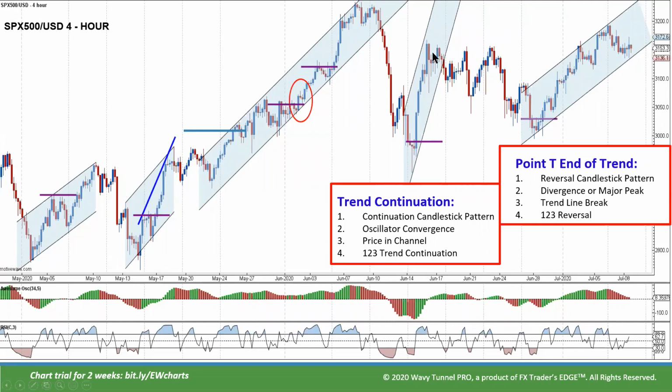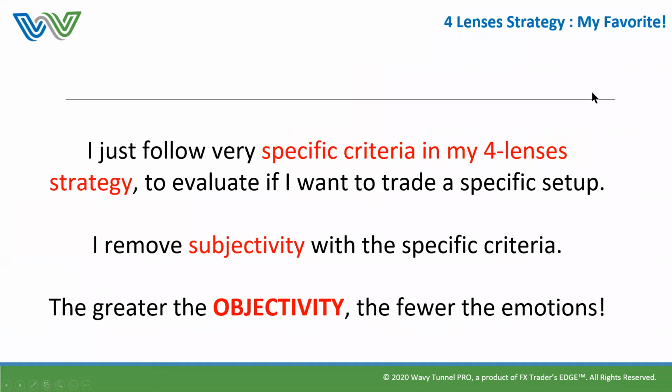And then we move up again, and this is very, very choppy. This is a complex correction, and then we move up again. So just quite simply, all I've done was use channel lines. Now, if you have your wave counts, that's even better because this maps out the subwaves of your wave counts. I just follow very specific criteria in my 4 lenses strategy to evaluate if I want to trade a specific setup. And I remove subjectivity with these specific criteria. The greater the objectivity, the fewer the emotions.